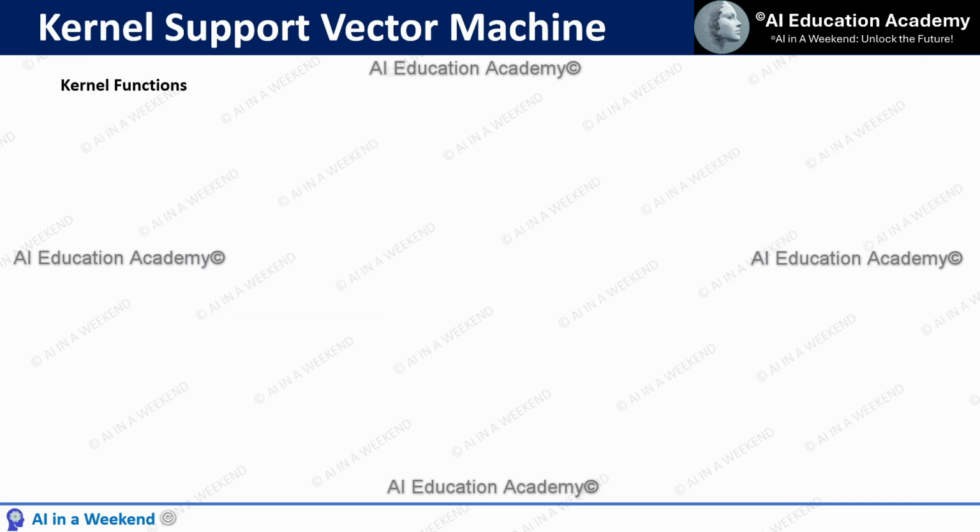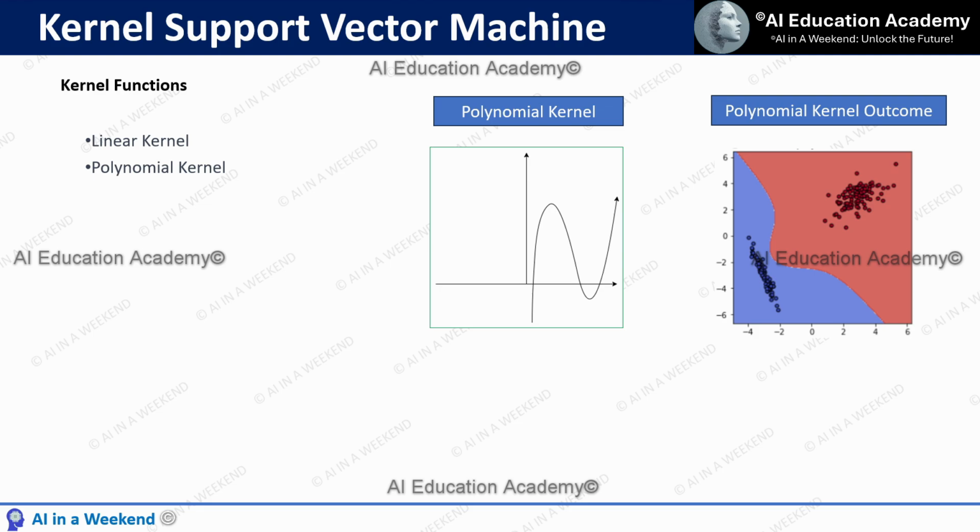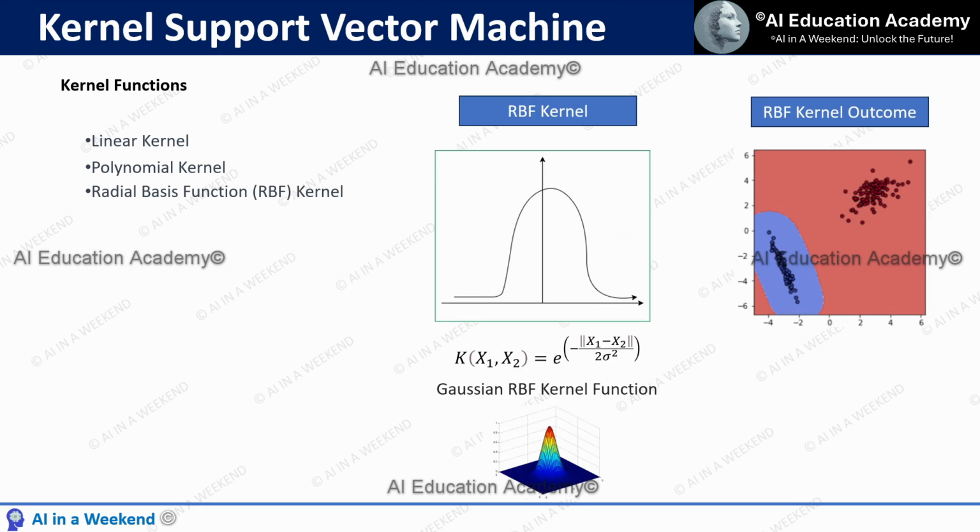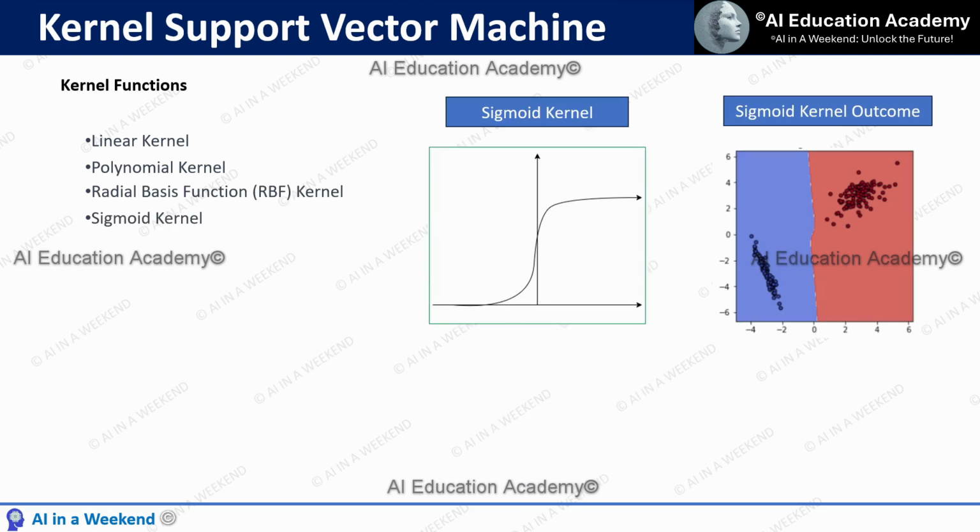There are four functions used as kernel. These are linear kernel, polynomial kernel, radial basis function kernel, and sigmoid kernel.